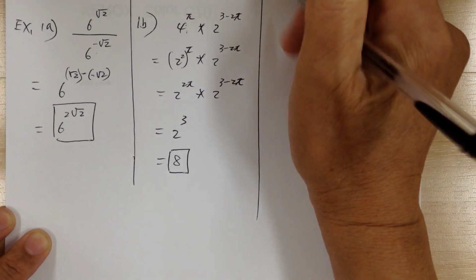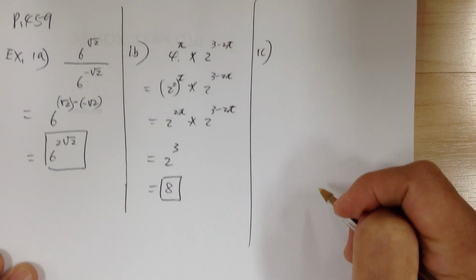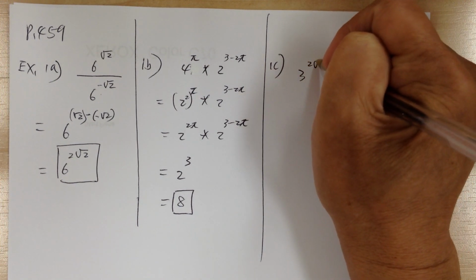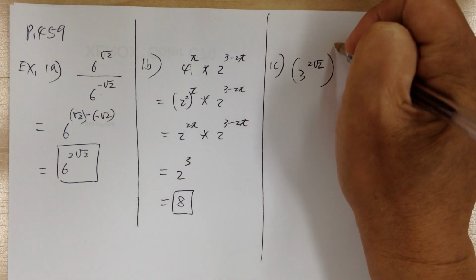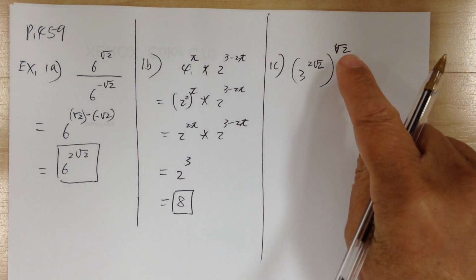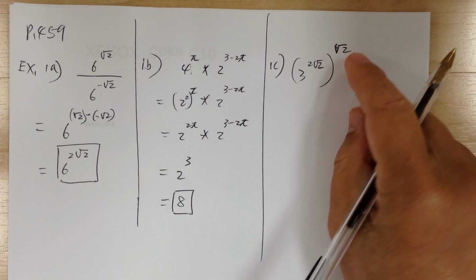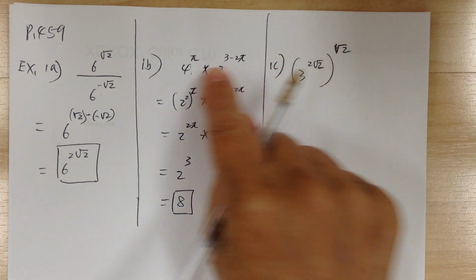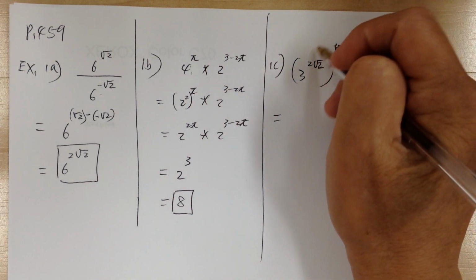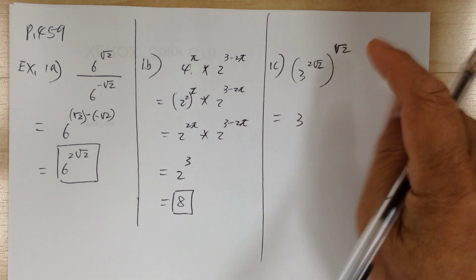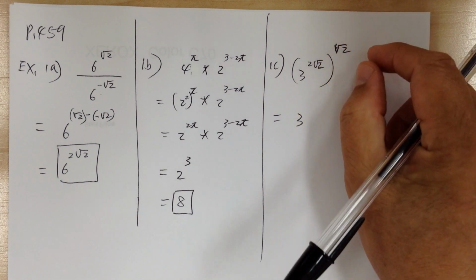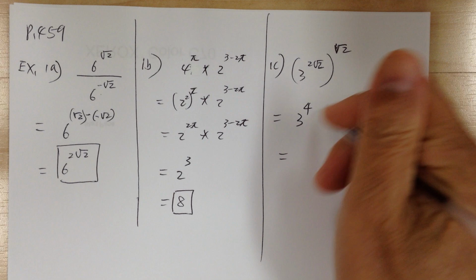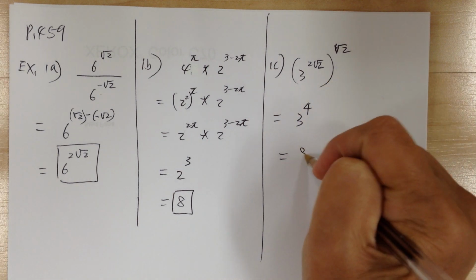Now for 1c, you have 3 to the 2 square root of 2, all to the square root of 2. This is the power rule. This is the exponent of an exponent, so you have to multiply them together. Make sure you know the difference between the two. When you multiply, it's usually better to multiply the square roots first: square root of 2 times square root of 2 gives you 2, times 2 gives you 4. Then 3 to the 4th power is equal to 81.